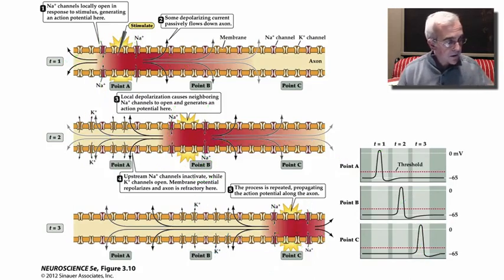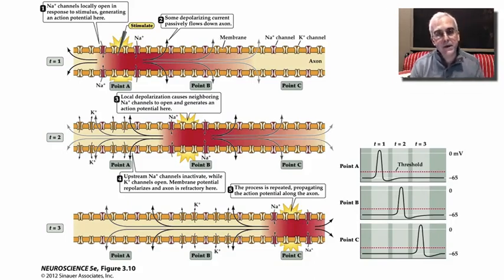Now, let me make a point about nomenclature. We talk about the propagation of an action potential or the conduction of the action potential as if something's actually moving. Well, what's moving is charge within the cytoplasm of the axon. But really, what I think you can appreciate is that the action potential is being regenerated at each one of these points, A, B, and C.